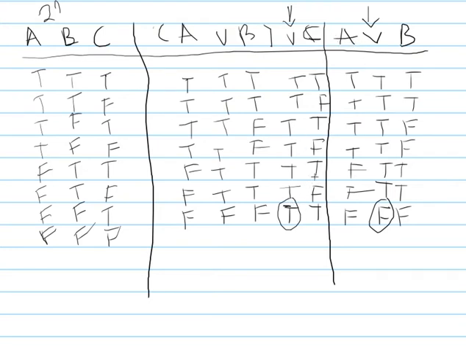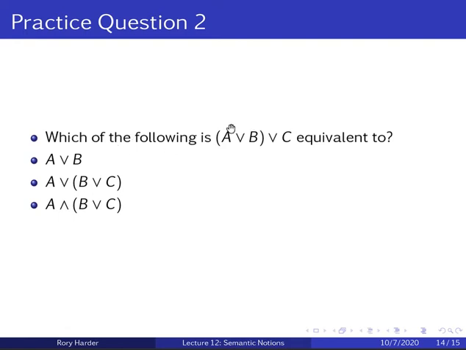However, what we see is that in this assignment of truth values to the three atomic sentences, it is possible that A or B or C is true, but A or B is not. That means that A or B or C does not entail A or B, which means that they are not equivalent. So we know from this row that these two sentences are not equivalent, so A or B is not the correct answer. So now let's look at the second one.